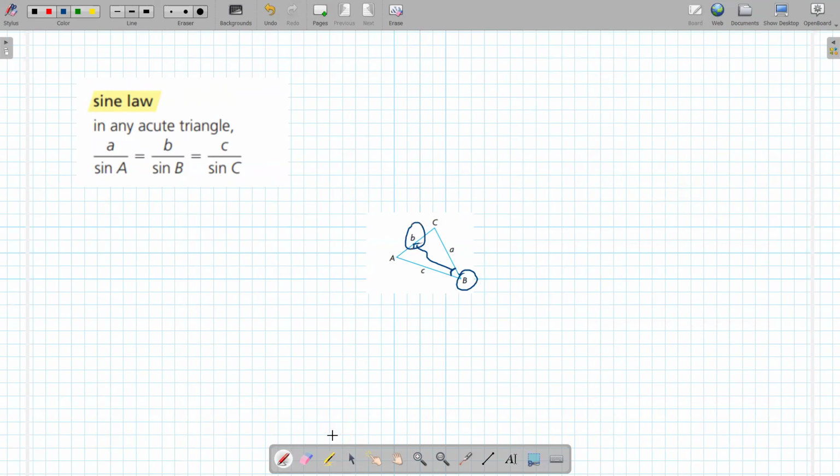Capital B and small b are a set because the side length that's opposite to B is this side length. Same thing as A and small a. You need an angle and the side that's opposite to that angle. And if you have one set, you can use the sine law. Cool?